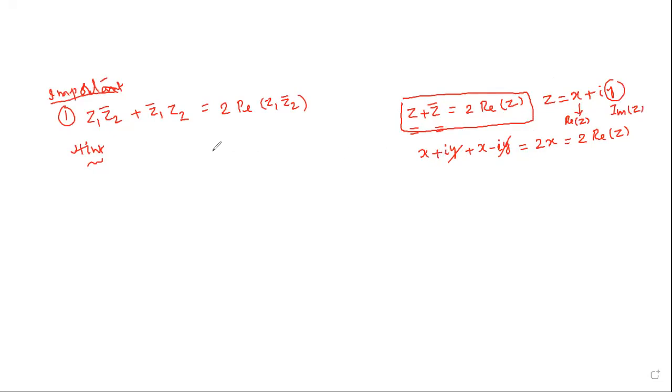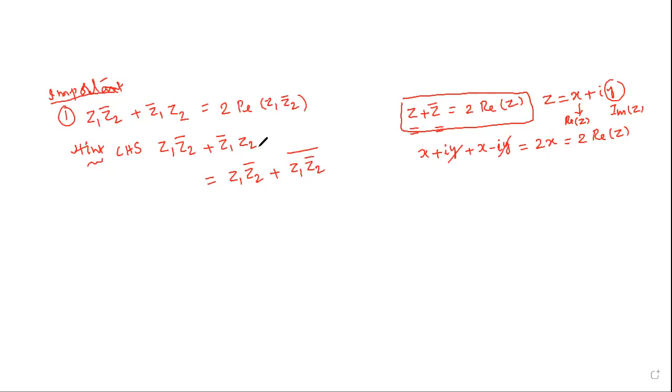Taking this property, I am going to take the left-hand side. Everyone see, Z1 Z2 bar plus Z1 bar Z2. I am going to write it clearly. Observe: the first one, Z1 Z2 bar, no change. The second one is Z1 Z2 whole bar, that is, Z1 Z2 bar whole bar.